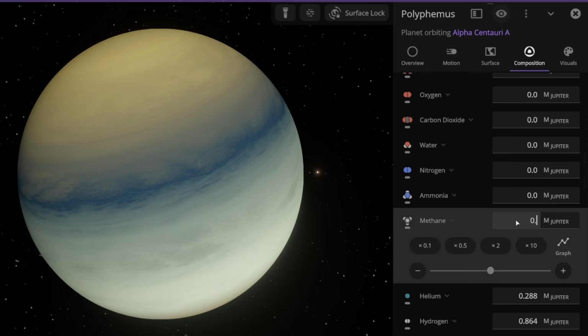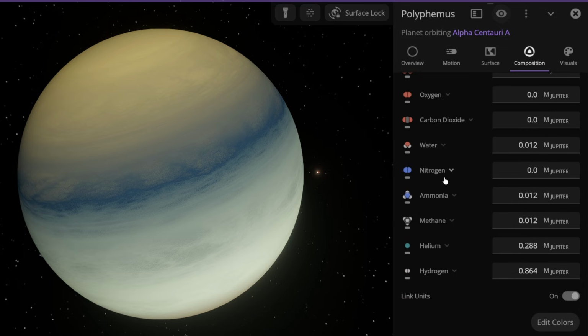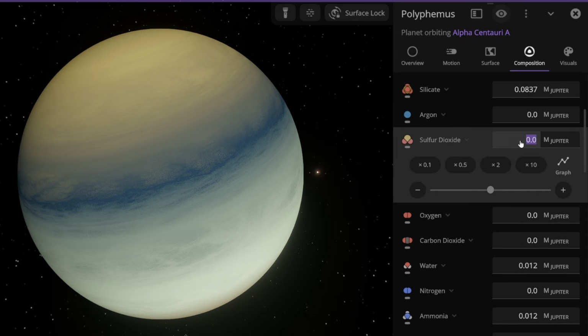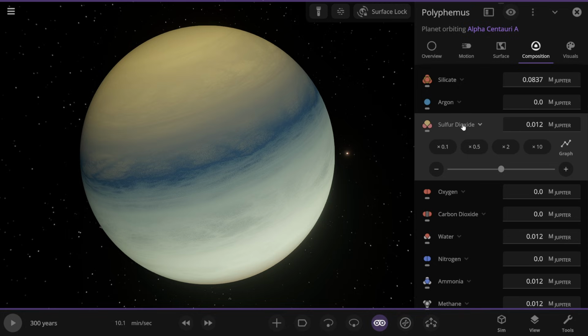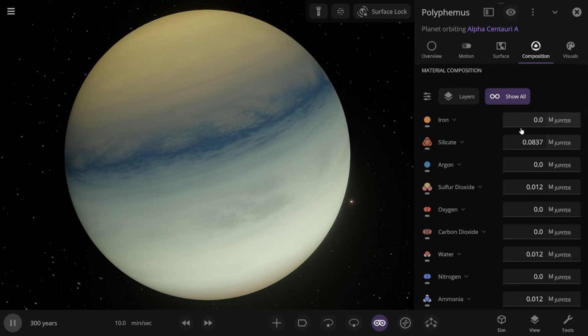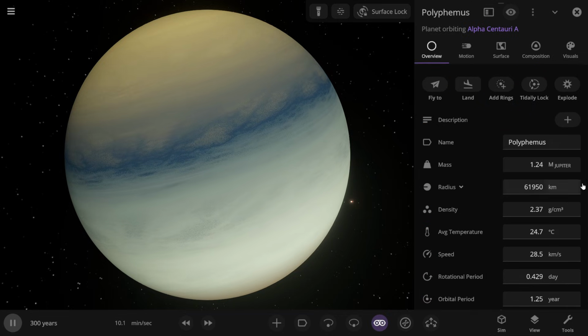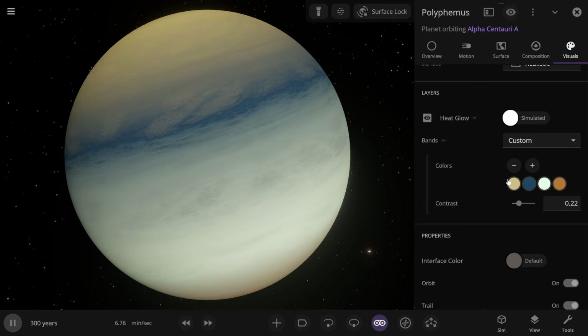I'll set methane to about 0.012 of Jupiter's mass. I'll also add the same amount of ammonia and water vapor. Now, the simulator doesn't have the element hydrogen sulfide, so I'll just add it as sulfur dioxide, 0.012 of Jupiter's mass. And here we can see that the mass has increased a bit because of this. We need to adjust it. And here I see there's silicate as much as 8% of Jupiter's mass. We can simply reduce it by half. The mass dropped, but not enough. I'm reducing it by half again. 1.22 of Jupiter's mass. Well, let's just leave it like that. The radius doesn't change.